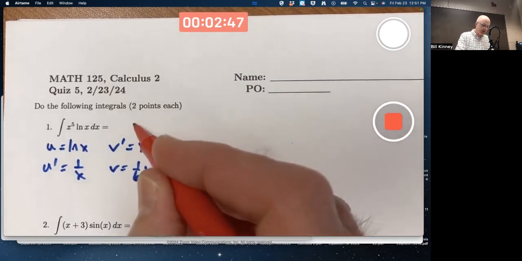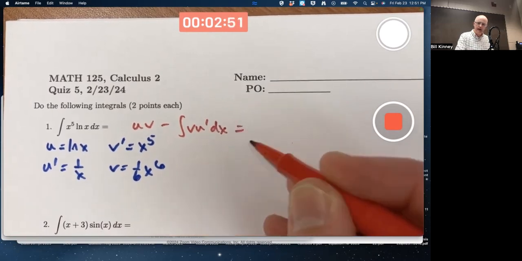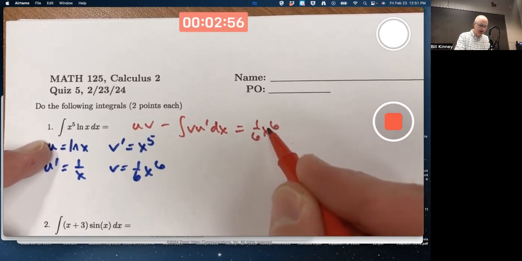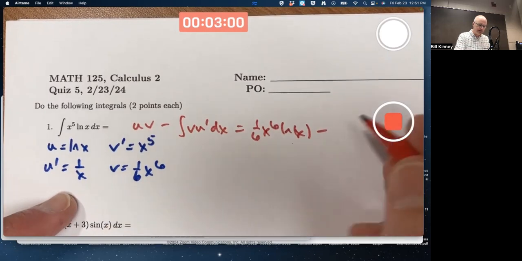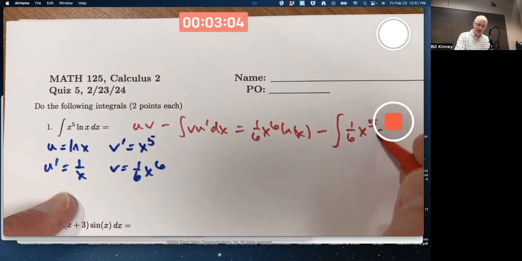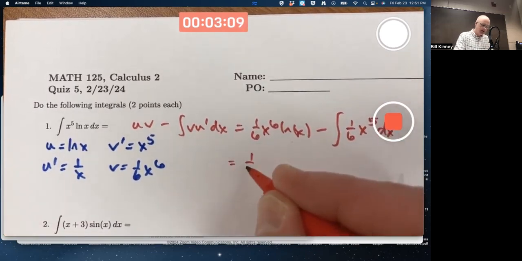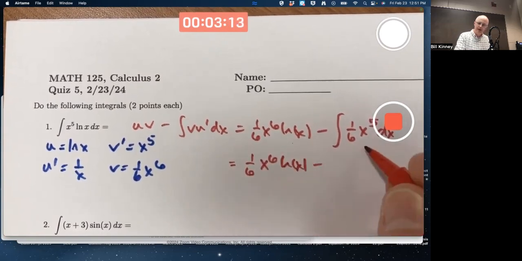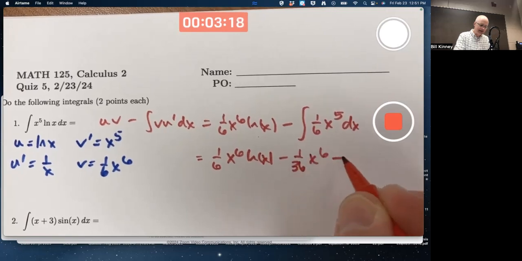So now using the formula, uv minus the integral of v times u prime, gives product of these two is 1/6 x to the 6th natural log of x minus the integral of the product of these two things is the integral of 1/6 x to the 5th, because one factor of x cancels. You get 1/6 x to the 6th natural log of x minus 1/36 x to the 6th plus c.